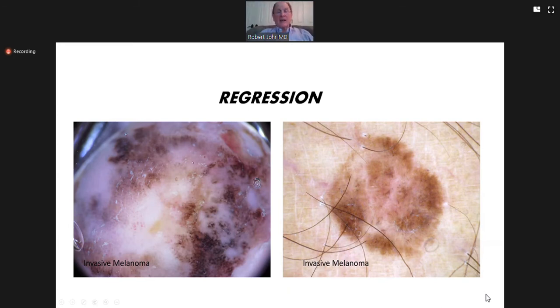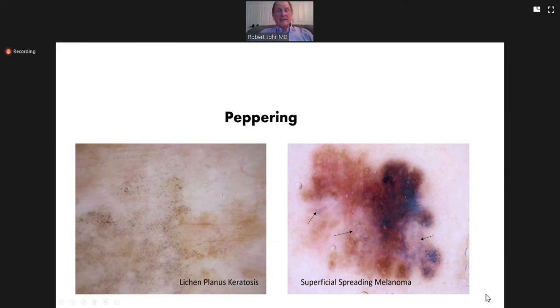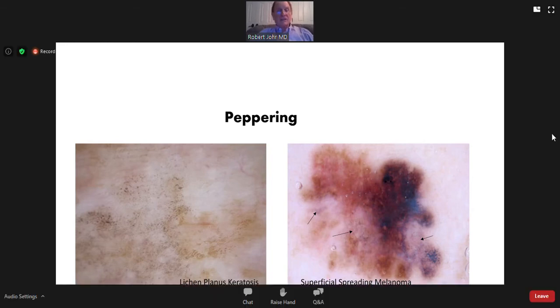Associated with regression or by itself or in other pathology is what we call peppering. I talked about that a little bit before. It's little grayish pepper-like granules and represents melanophages and free melanin in the dermis. And here it's part of lichen planus-like keratosis. Here's resolving lentigo. But you can see it in regressing melanoma. You can just see it by itself in older patients. So a regression area may be bony white, milky white, with or without peppering.